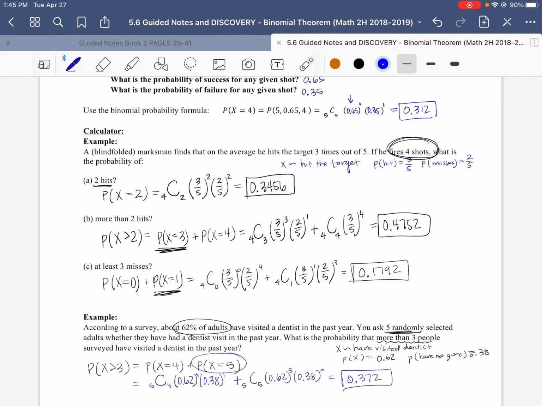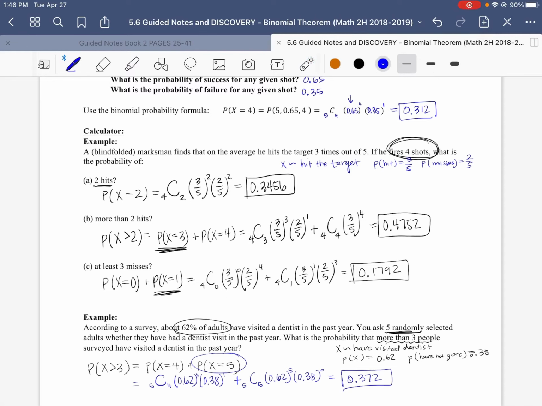Now, as you work through this, the calculator will calculate a bunch of these at a time. You can imagine we kept the trials very small, like 5 randomly selected people or 4 shots. You can imagine if there were 10 trial runs or something like that, you definitely don't want to have to list out all of them all of the time. So let's talk a little bit about how the calculator works.